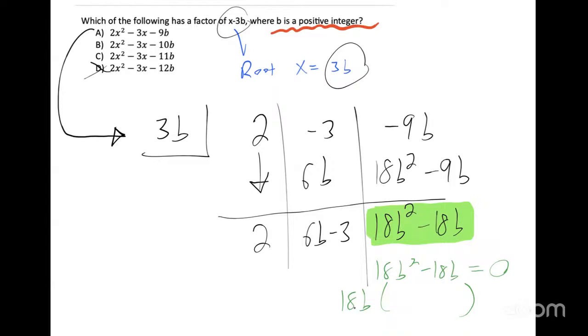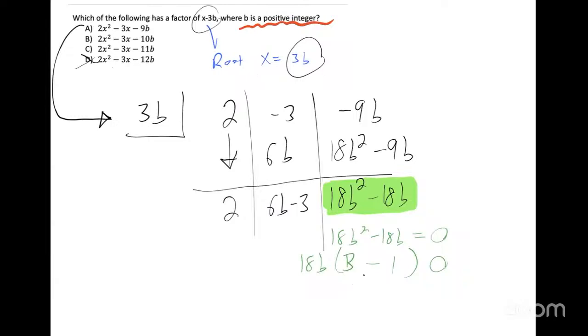So we're taking out the greatest common factor. 18b squared divided by 18b is simply b. Negative 18b divided by 18b is negative 1. From here, you have the zero product rule, which is the idea that if these two things multiply out to 0, that could only happen if one of them is 0. So according to the zero product rule, you set each piece equal to 0.